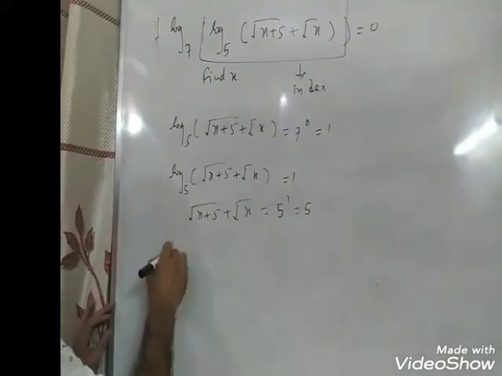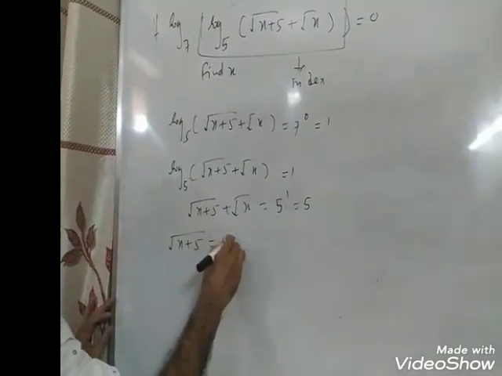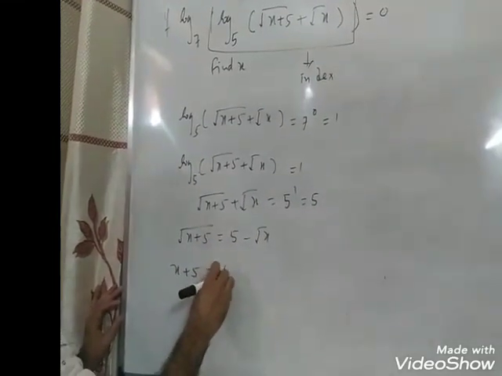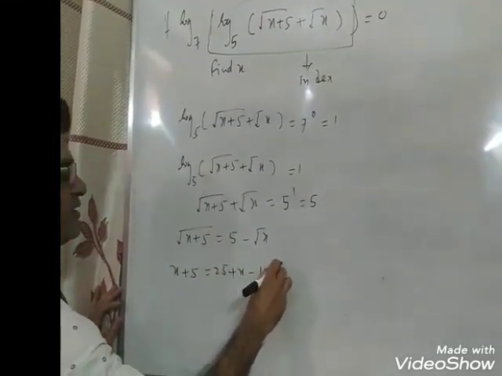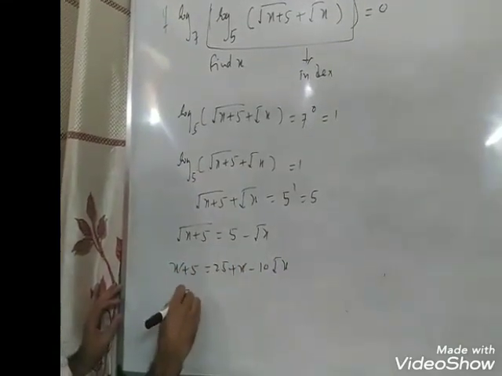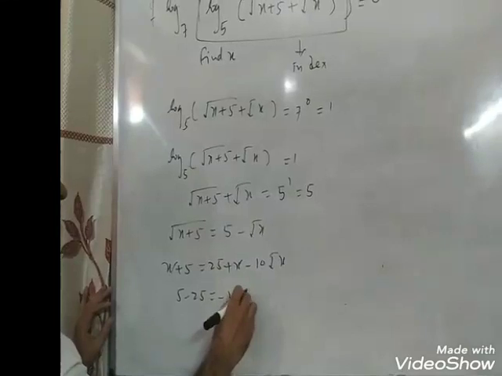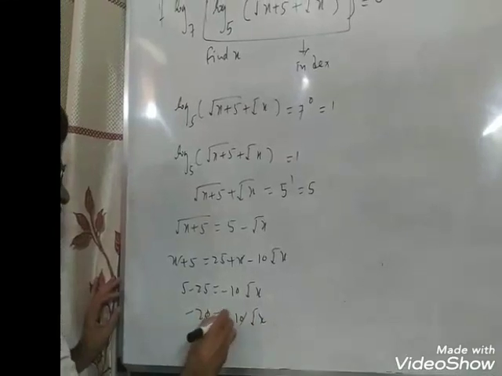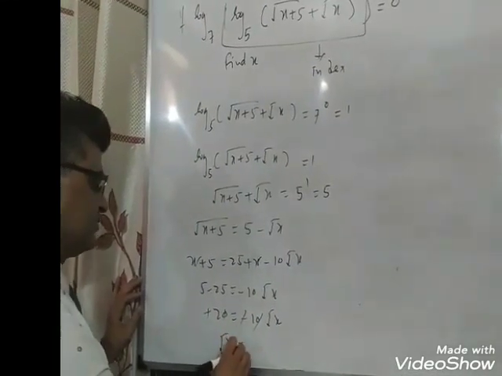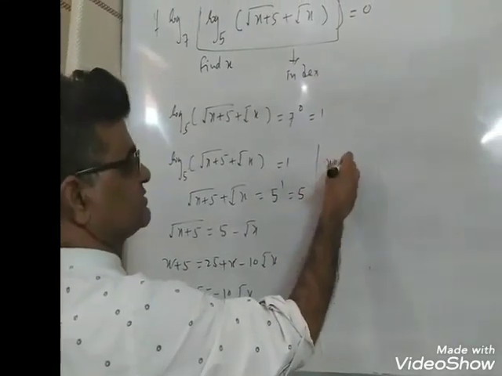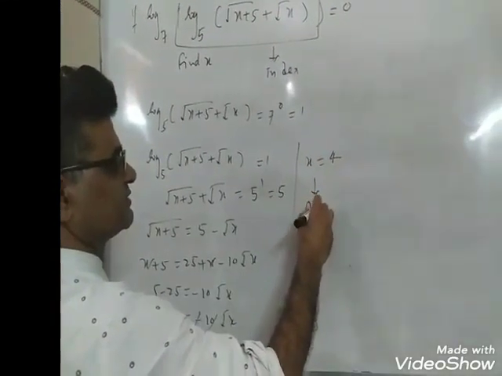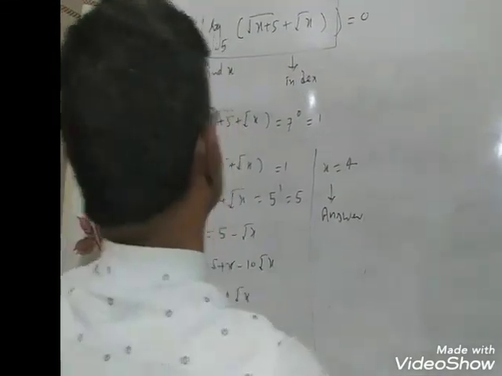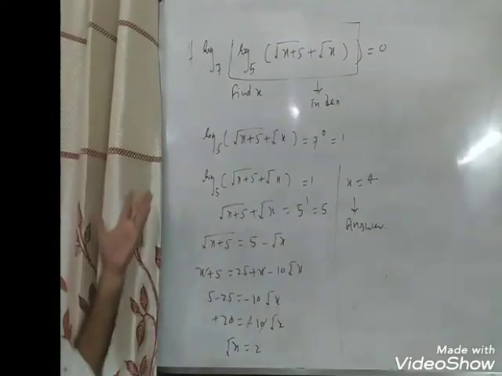Now we are moving one of the square roots to the other side. Now squaring: x + 5 = 25 + x - 10 root x. x gets cancelled. This is 5 = 25 - 10 root x. So -20 = -10 root x. The 0s cancel, the minus signs cancel. So root x is equal to 2. So x is equal to 4. This is the answer. So I think you can understand how the equation is flowing out.